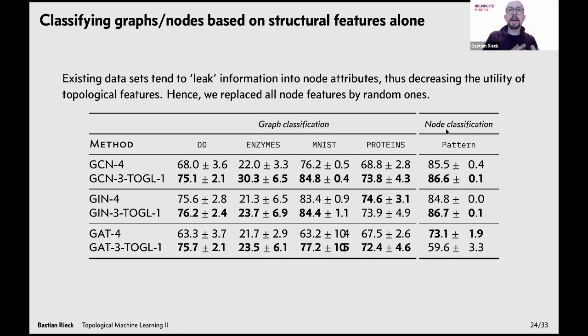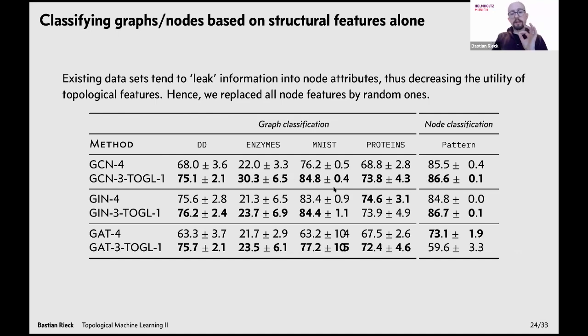To counteract this, to put all the methods on equal footing, we replaced all the node features by random features, and we checked the performance of the resulting representation. And one thing that really sticks out here is that if we start with one method like a GCN with 4 layers, and we replace one of these layers by a topology-based graph layer, we really find that this increases predictive performance quite considerably.